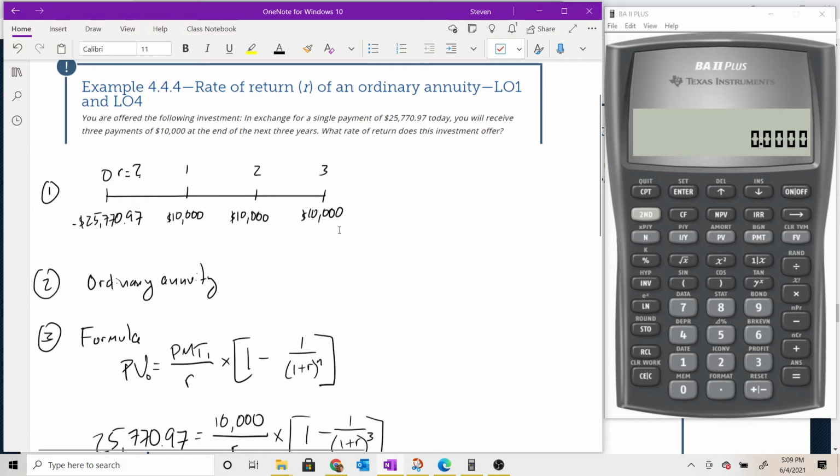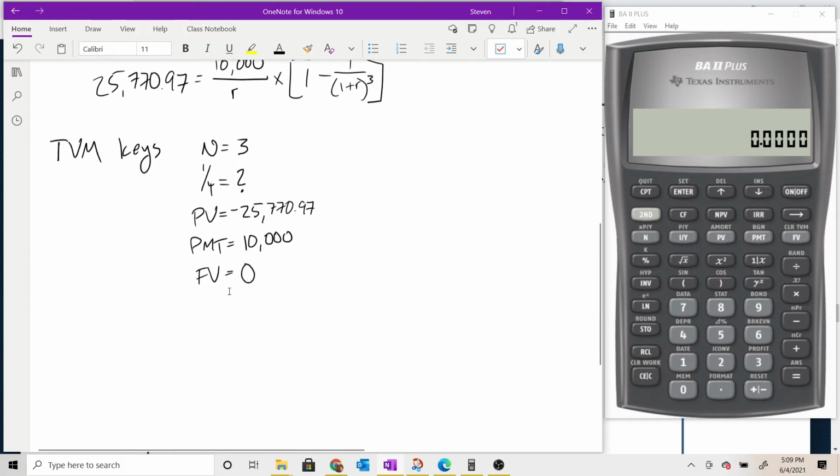And so we don't want to put anything on the future value key here. If we were to put something on the future value key, it would be telling the calculator that we receive it in addition to that last payment, and that's not what's happening in this particular problem. Okay, let's get these guys plugged in.